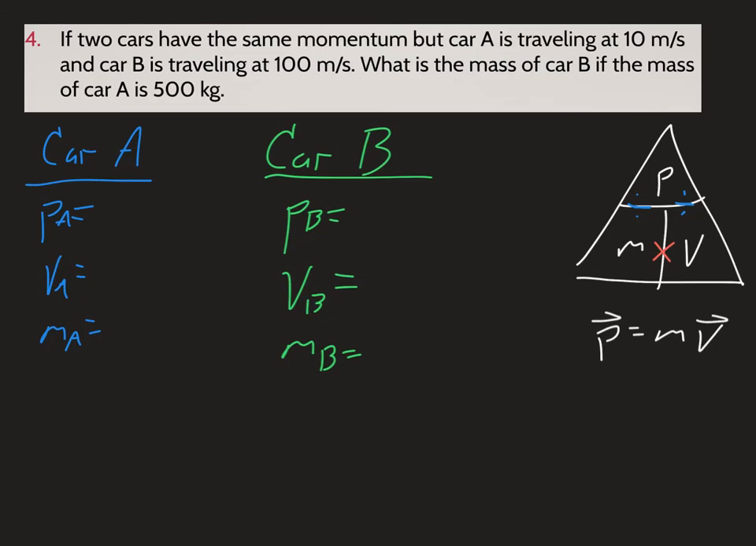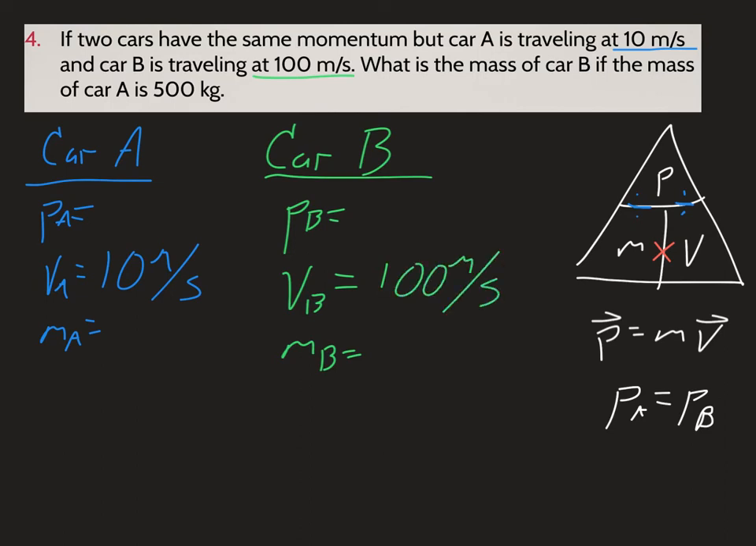So this problem is a lot like our last problem. We have two different things, car A and car B, but we see that they have the same momentum. So we need an equivalent statement, being the momentum of car A is equal to the momentum of car B. Now that we have that, let's look at what the problem gives us for each of the car's variables. Car A has a velocity of 10 meters per second. Car B has a velocity of 100 meters per second.